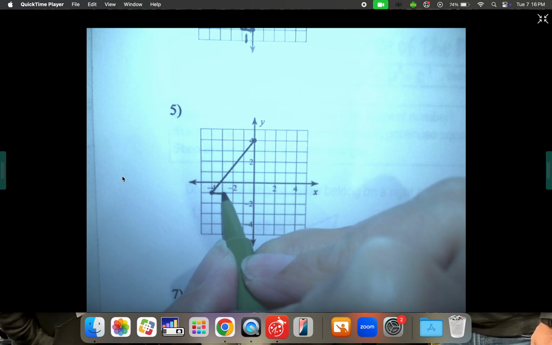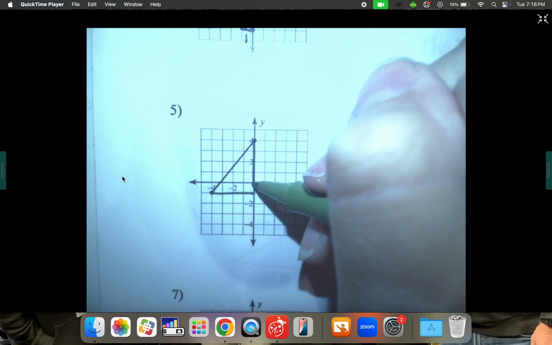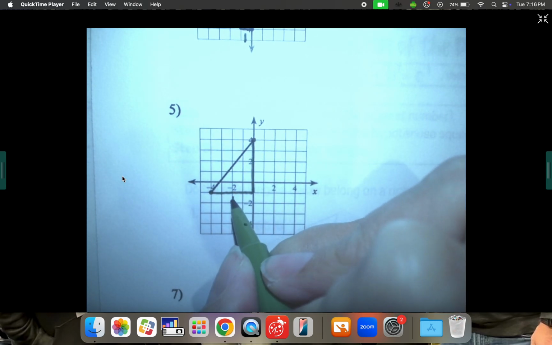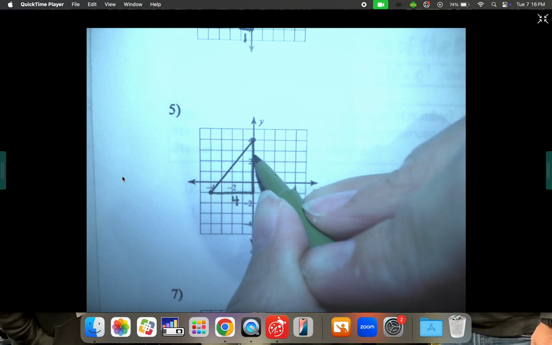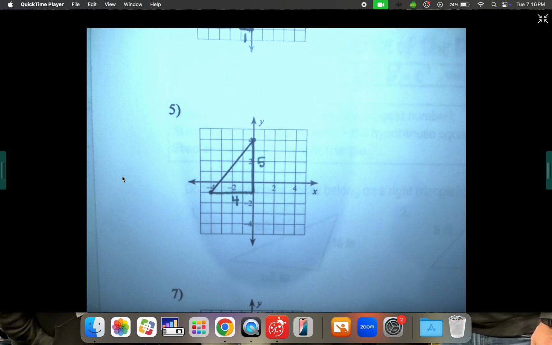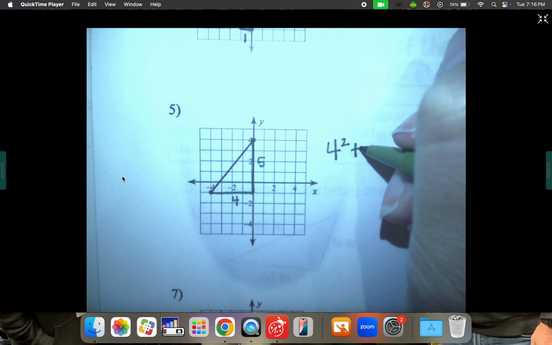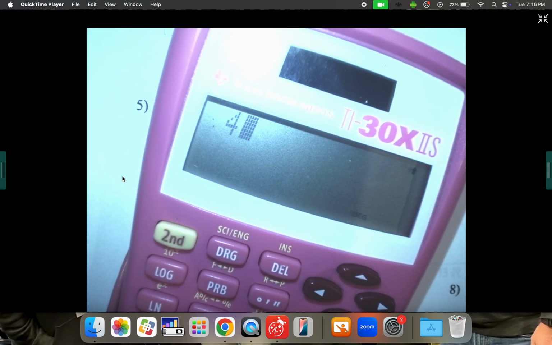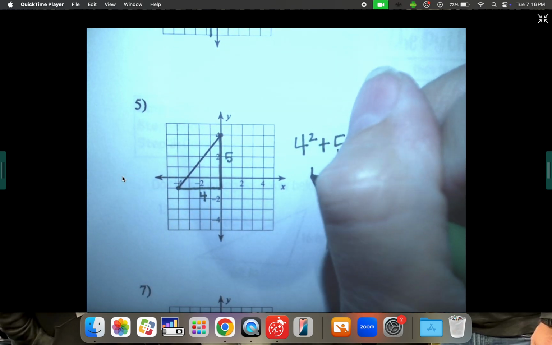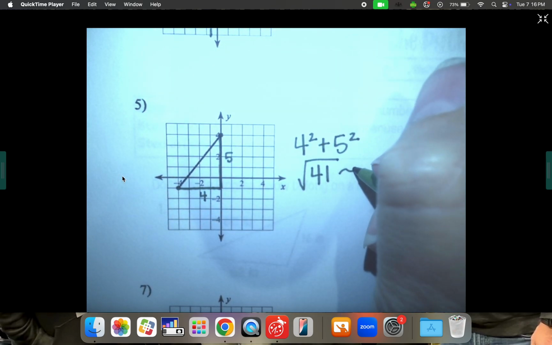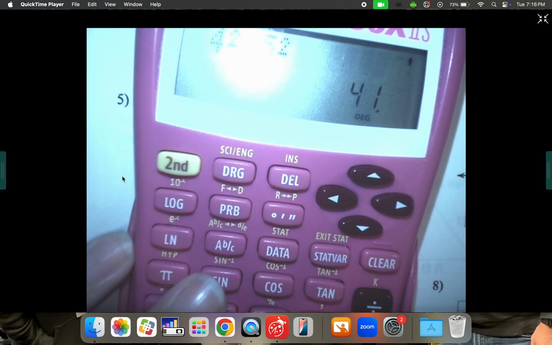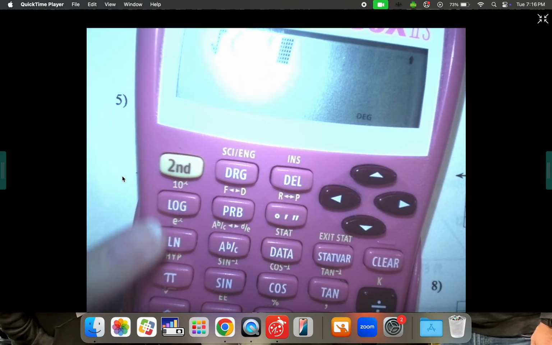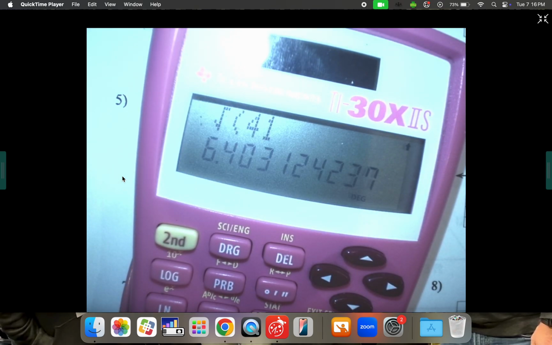You have to draw in your straight leg lengths and see how long that is. So this leg is 1, 2, 3, 4. The other leg is 1, 2, 3, 4, 5. Since they are the legs, you can square them and add them. 4 squared plus 5 squared is 41. We are going to take the square root of 41, which is not going to come out evenly. So the square root of 41 is about 6.4.